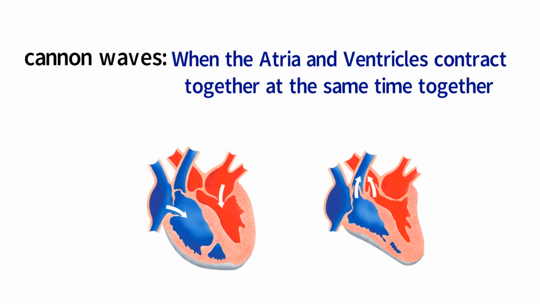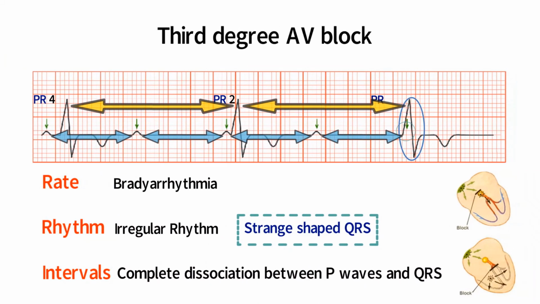But here, they will contract together at the same time because there is no synchronization between them. So the mitral valve and the tricuspid valve, especially the tricuspid valve, will be closed. So the right atrium will be contracting against a closed tricuspid valve. So the blood will come back to the jugular veins, and it will cause a huge distension in the jugular vein that you can see by yourself like a cannon. So it's called cannon waves.